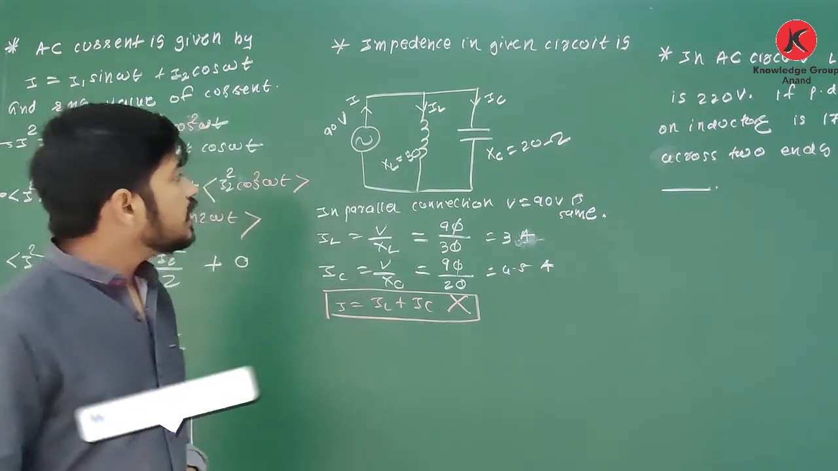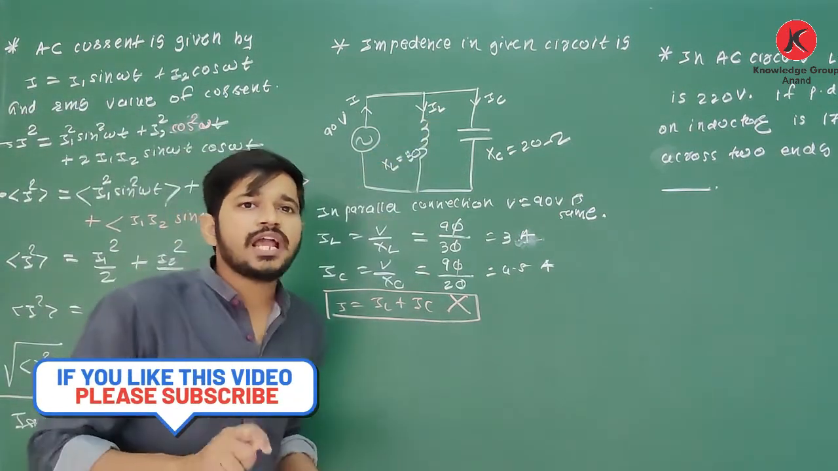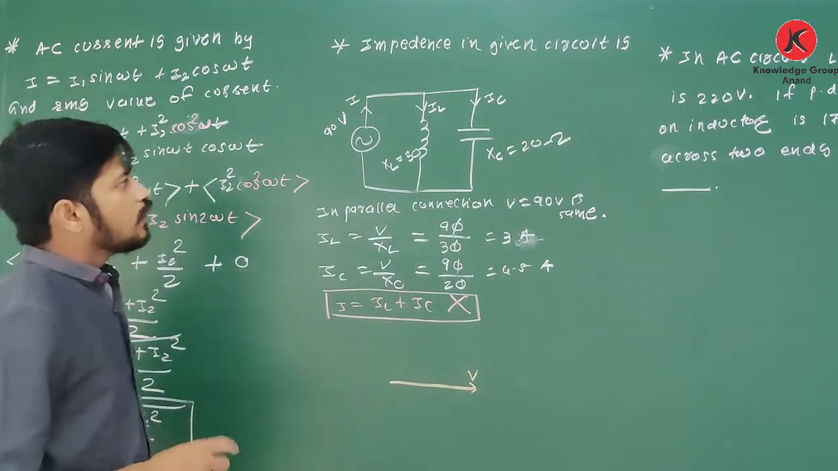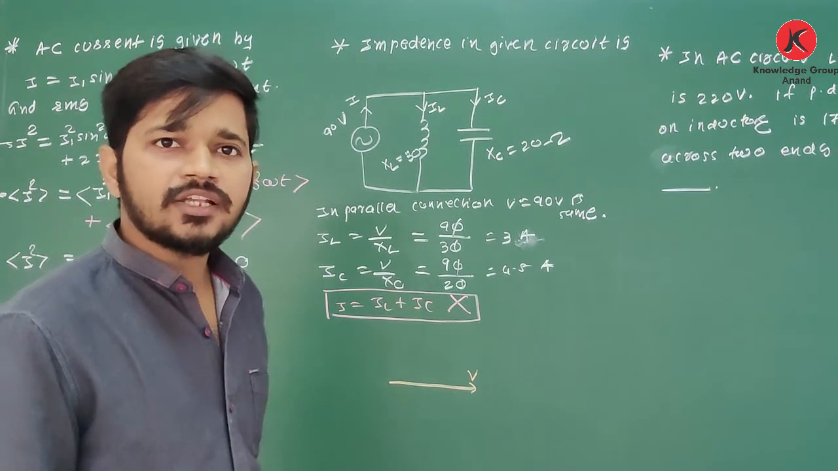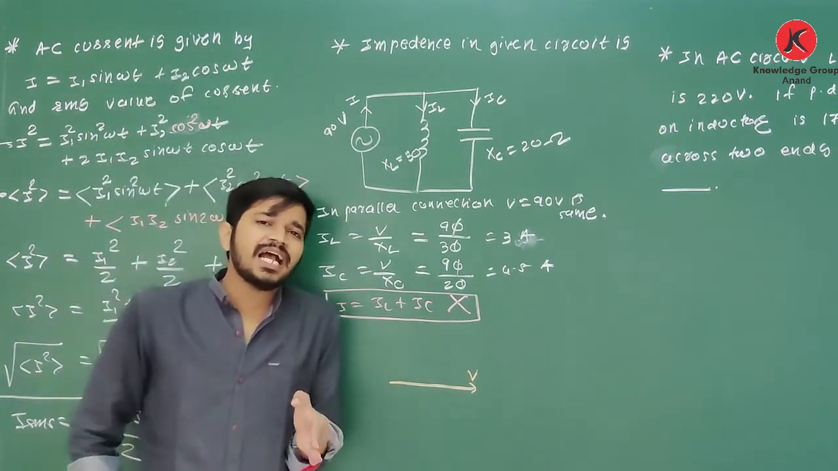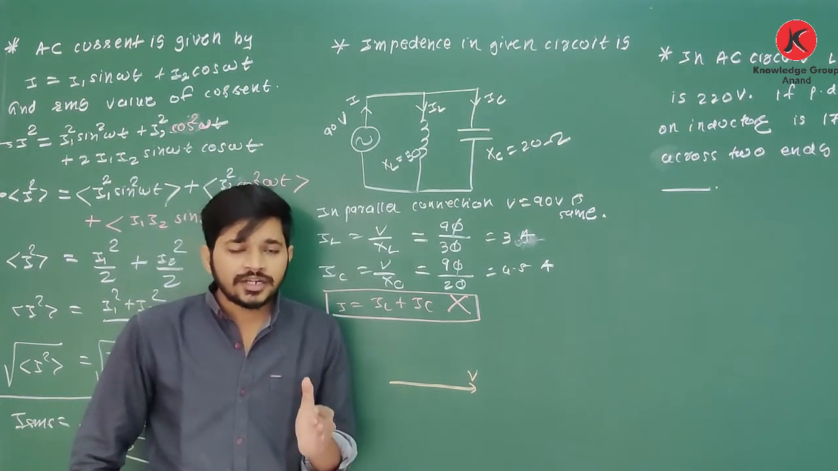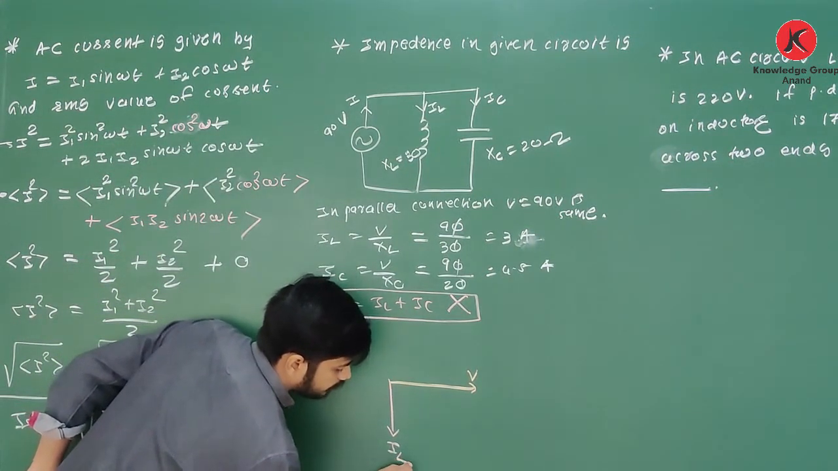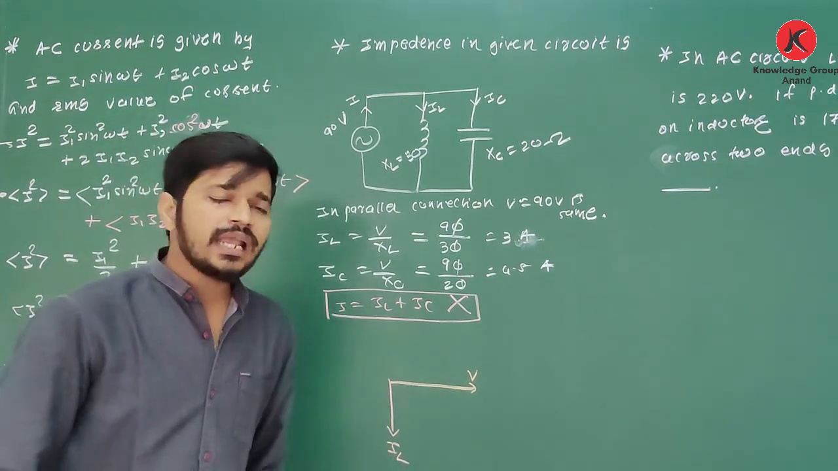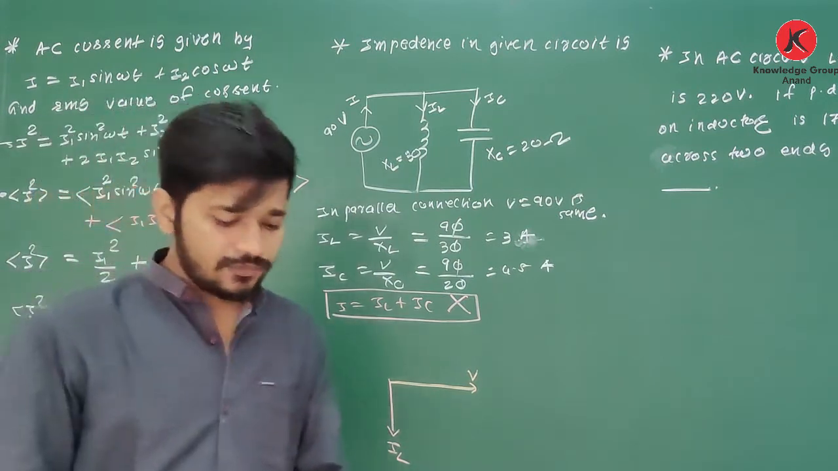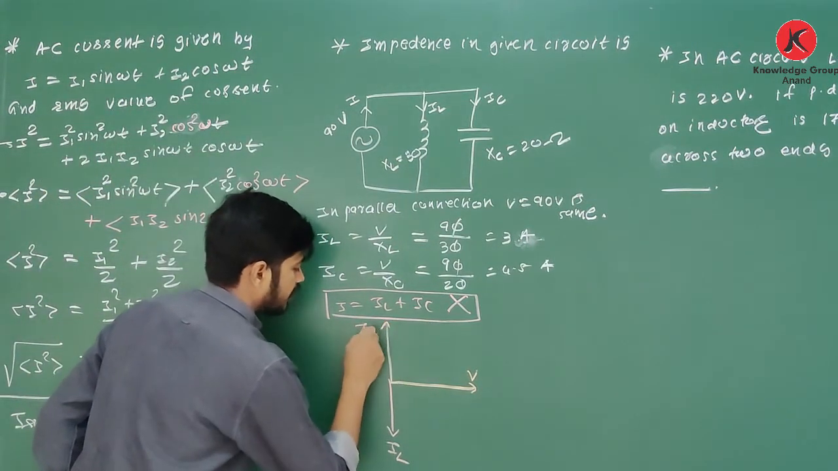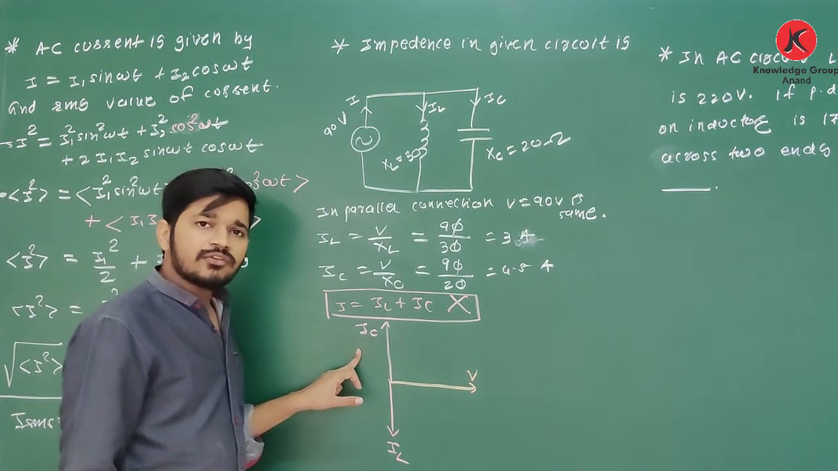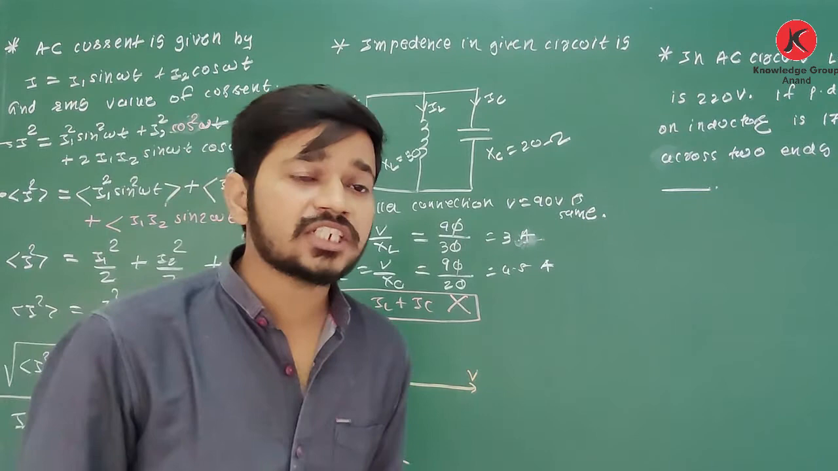Why? Because we first have to see if their phasors are in the same direction or not. V is the same, so let this be the phasor of V. In case of an inductor, current lags behind the voltage by phase pi by 2, so IL is in this direction. While in case of a capacitor, current leads voltage by phase pi by 2, so this is the phasor of IC. From the figure it is clear that the phasors of IL and IC are in opposite direction, so we cannot add them.